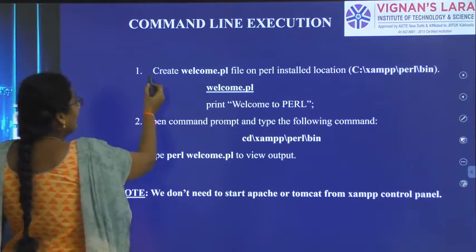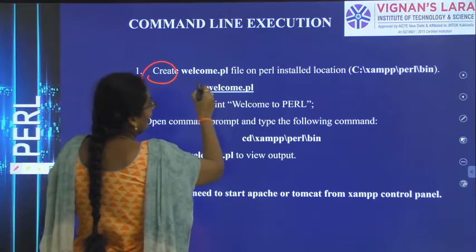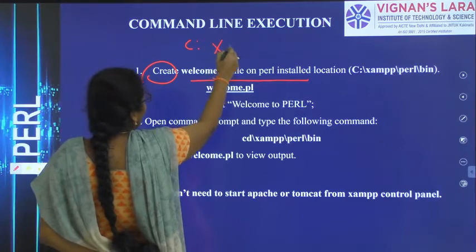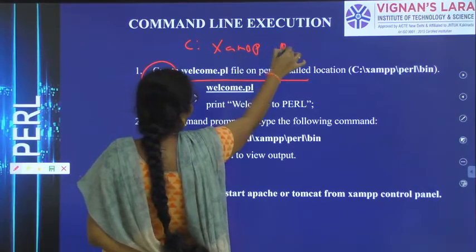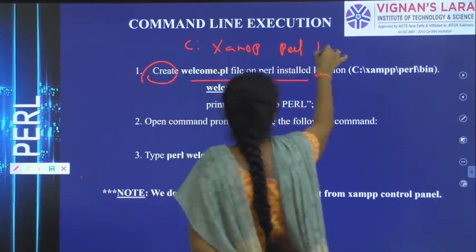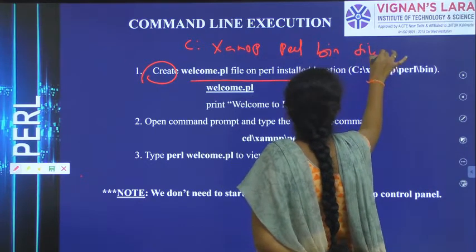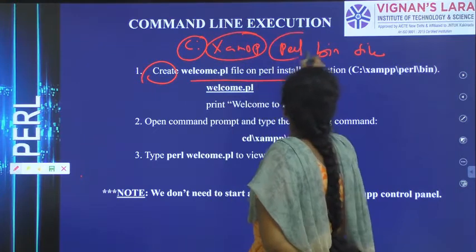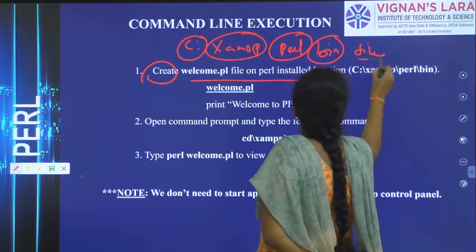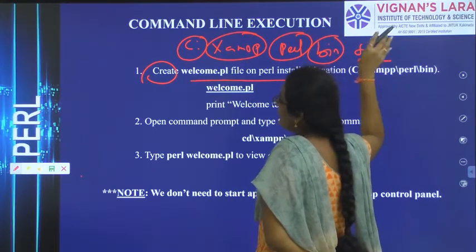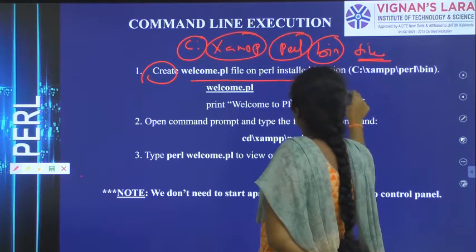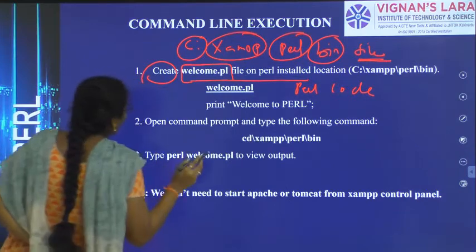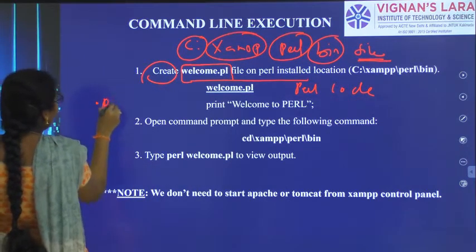So create a file in the Perl installed location, in the C drive, in the JAMP folder, in the Perl folder, in the bin. In that file you should have the Perl code. So that file is welcome.pl. Since we are working with Perl programming, extension will be .pl.